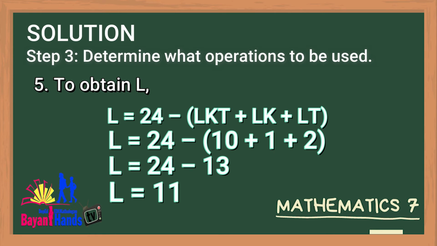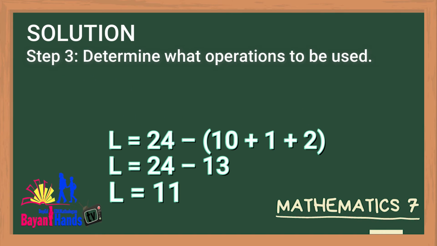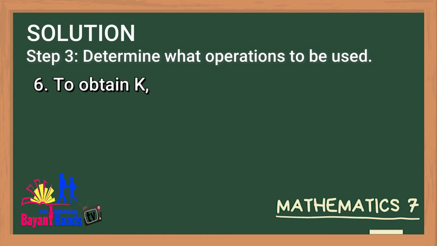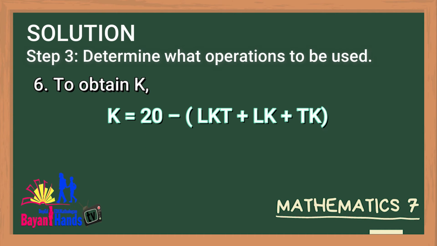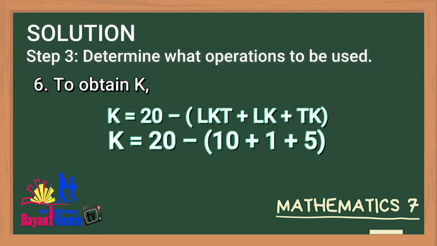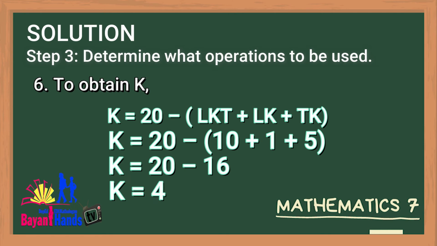Now, do the same process to determine K and T. Here, K is 20 minus the sum of LKT, LK, and TK. Clue again, all with K's. That's 20 minus 10 plus 1 plus 5. 20 minus 16 equal to 4. Thus, K equal to 4.